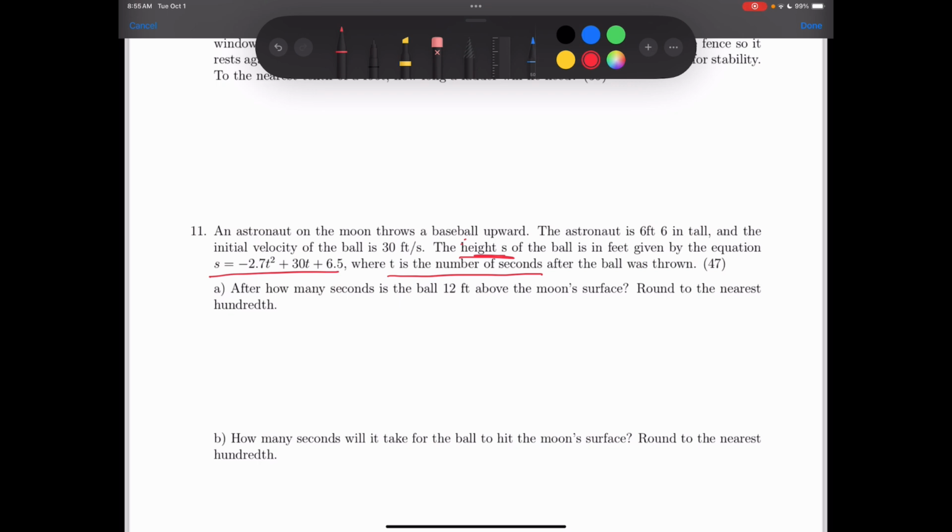So, I've got this equation, and I guess I should read part A. After how many seconds is the ball 12 feet above the moon's surface, rounded to the nearest hundredth? So, that's going to be my S value.